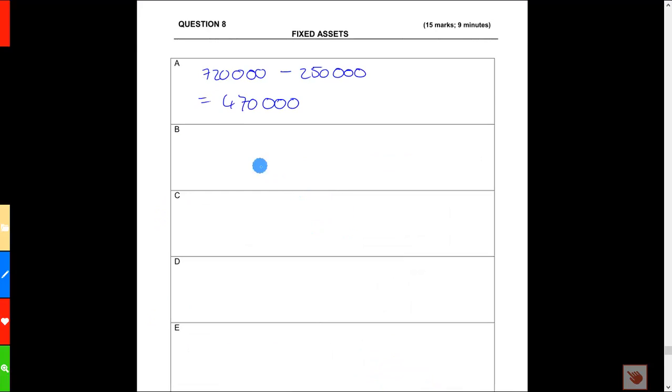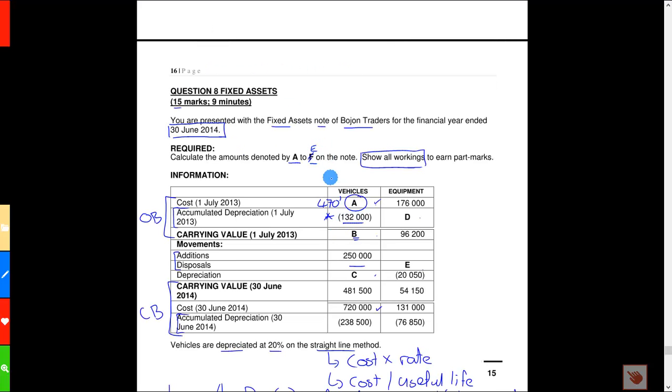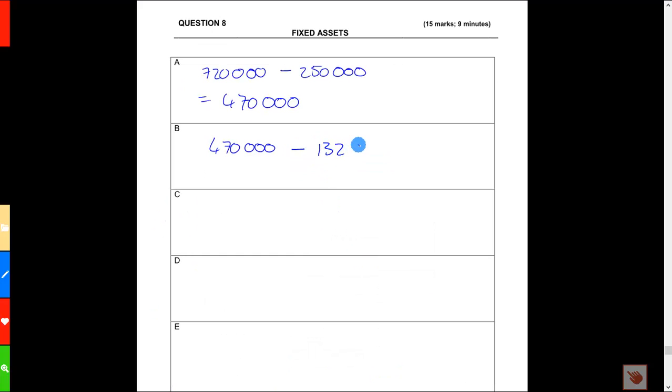So B is going to be 470,000. That's the cost minus the accumulated depreciation, which is 132,000, and that gives me a carrying value of, if you punch that in your calculator, you're going to get 338,000. So very easy so far.